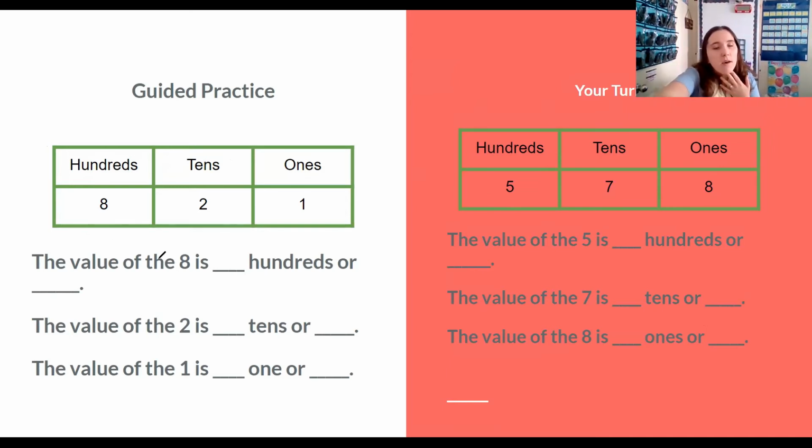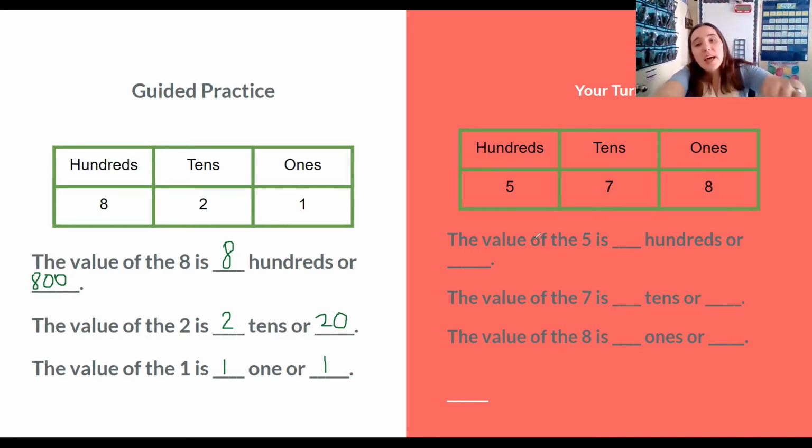It says the value of the 8, this 8, is how many hundreds? 800. So the value of the 8 is 8 hundreds, or 800. The value of the 2, this 2, is 2 tens, or 20. And then the value of the 1 is 1, or 1. That one doesn't change a whole lot. Try out over here, fill in the blanks, come back to me when you have them all filled in.